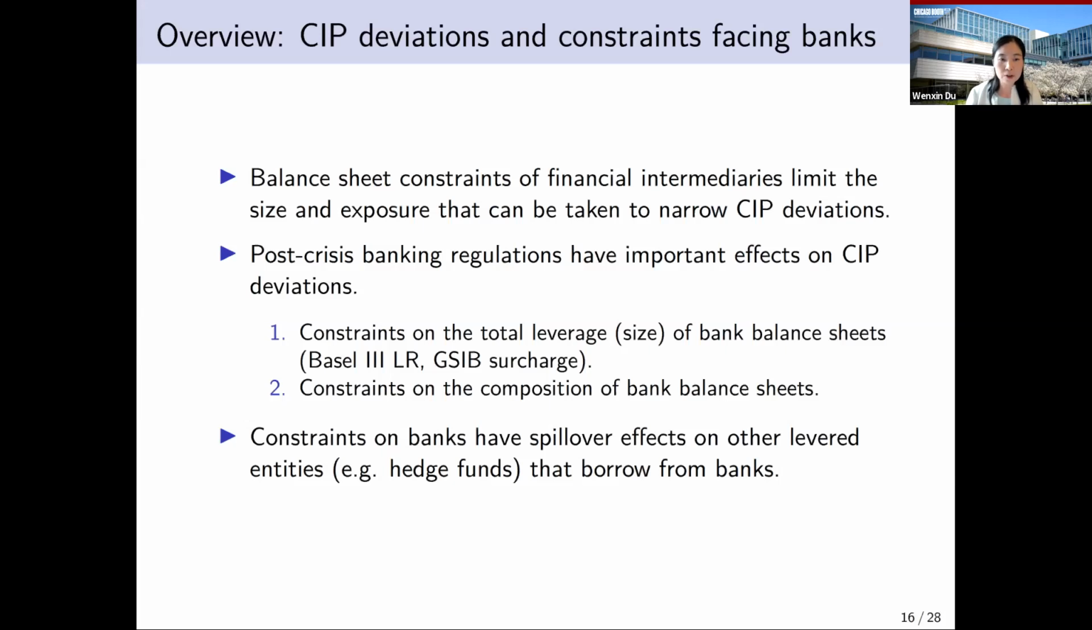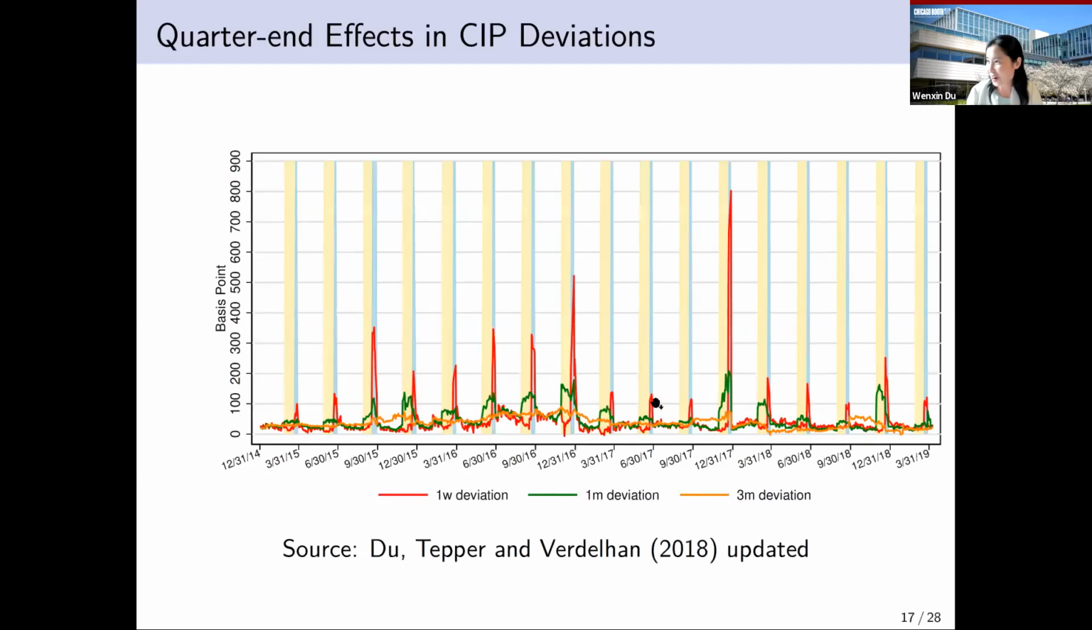Okay, so we like to think, more generally, that the constraints on the banking sector also have spillover effects on the levered entities, hedge funds in particular, because they borrow from banks. They don't borrow from the commercial bank arm of the banks, but they borrow from GSIB-affiliated dealers. For these leverage calculations, for instance, JP Morgan would care how much its securities dealers are actually lending to hedge funds. Okay, so this is the picture material I already showed you.